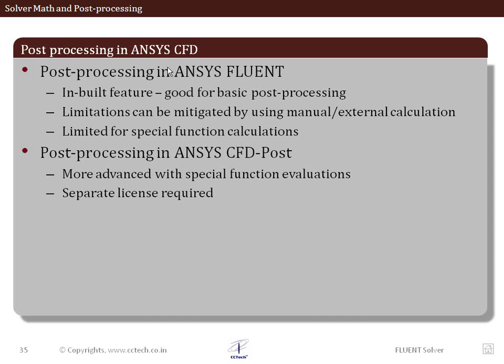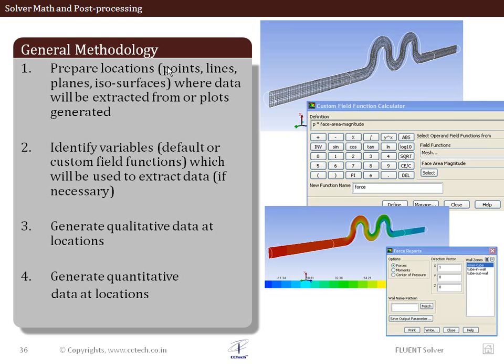It is limited as far as different function calculations are concerned, but if you know how to make sense out of the numbers provided in ANSYS Fluent, we can try to make up for the lack of Fluent's post-processing features with some manual or external calculations. The general methodology followed in post-processing in Fluent is the following: we first of all prepare some locations. Locations can be points, lines, planes, or isosurfaces on which we want to extract data and plot data. We want to analyze the data on them.